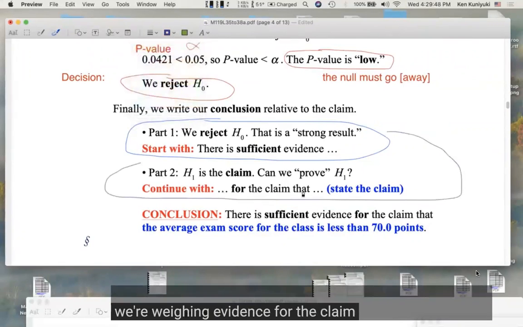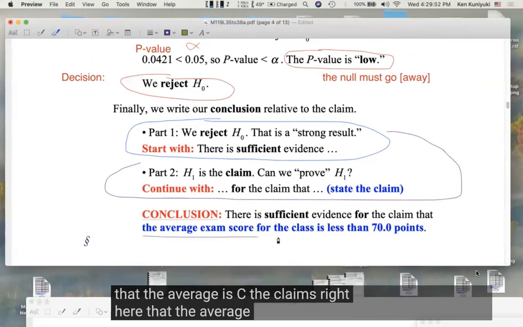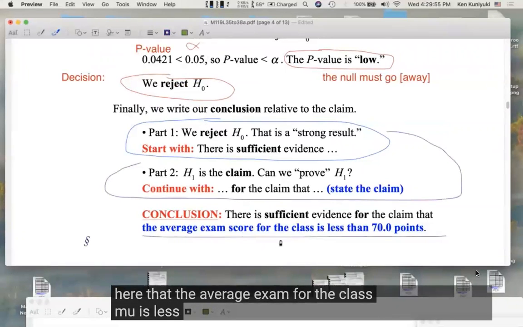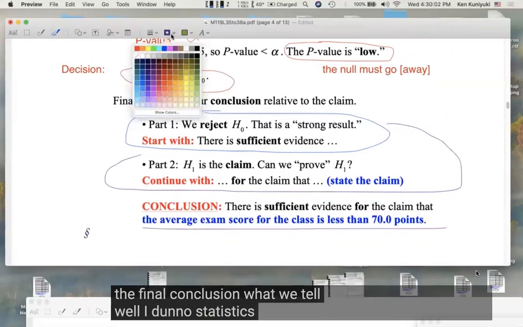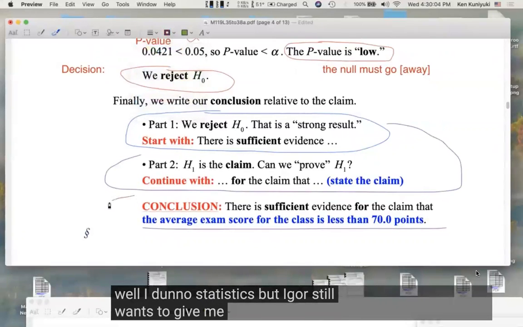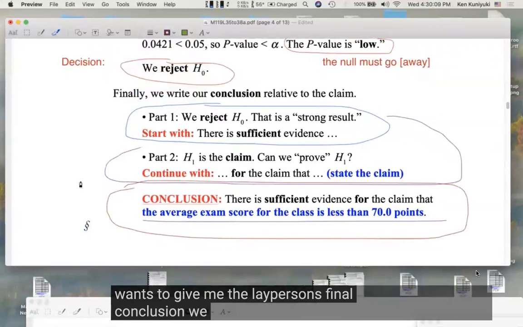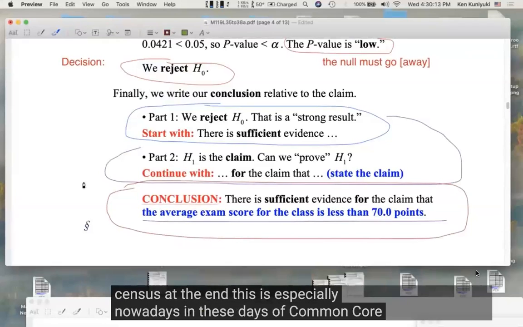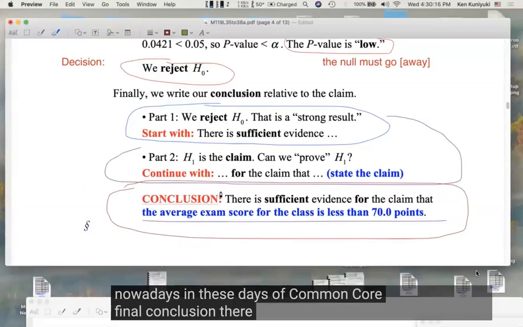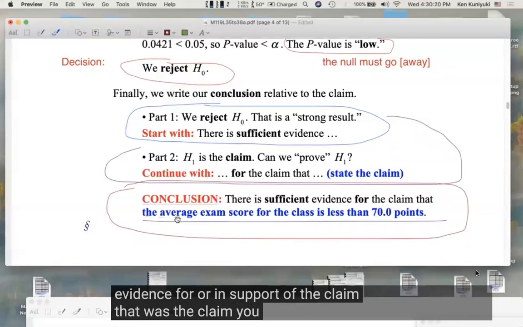We're weighing evidence for the claim that the average exam score for the class, mu, is less than 70 points. So the final conclusion, what we tell the layperson. We should write complete sentences at the end. Final conclusion: there is sufficient evidence in support of the claim that, what was the claim?